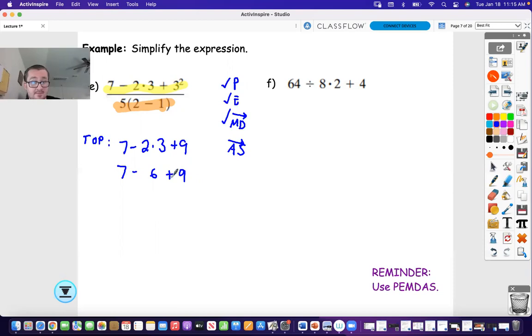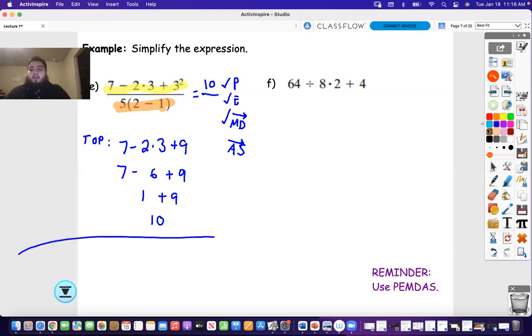No, you follow the order. It has to be from what? From left to right. So 7 minus 6 is what? That's 1. And then bring down the plus 9, which is what? 1 plus 9 is 10. So that's the top, which equals 10 on top.